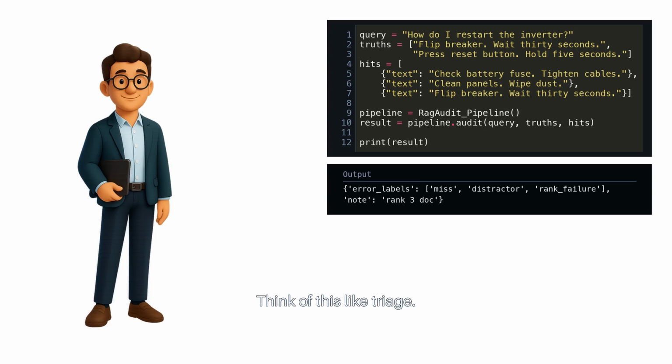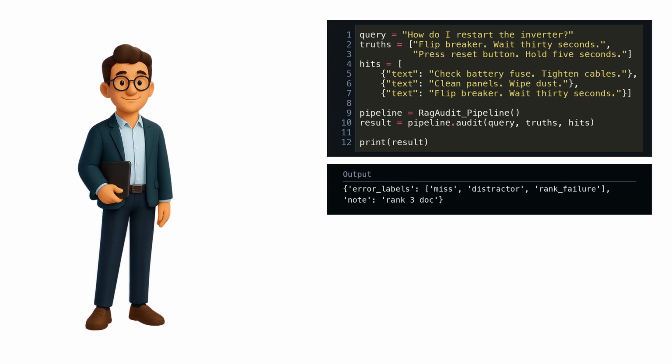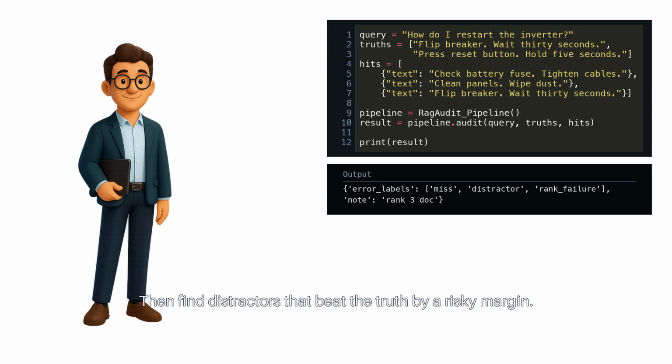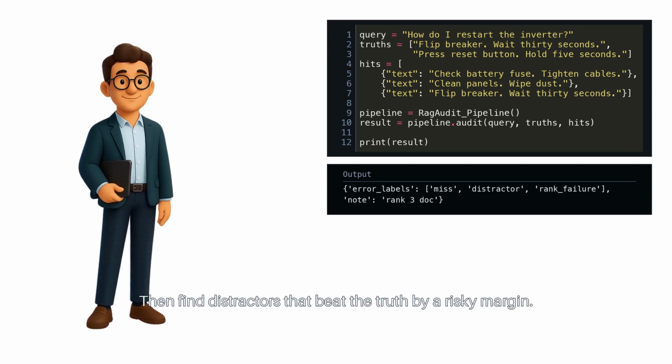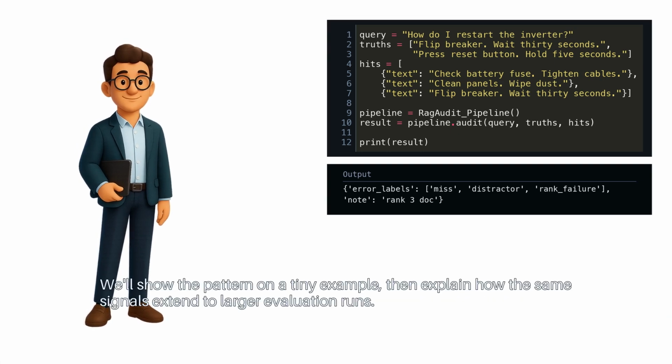Think of this like triage. First, detect whether something is missing. Then split slow hits from outright misses. Then, find distractors that beat the truth by a risky margin. We'll show the pattern on a tiny example, then explain how the same signals extend to larger evaluation runs.